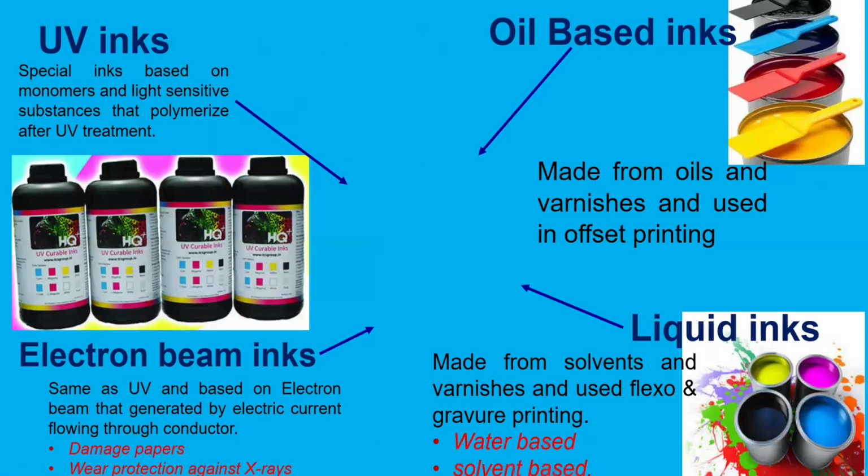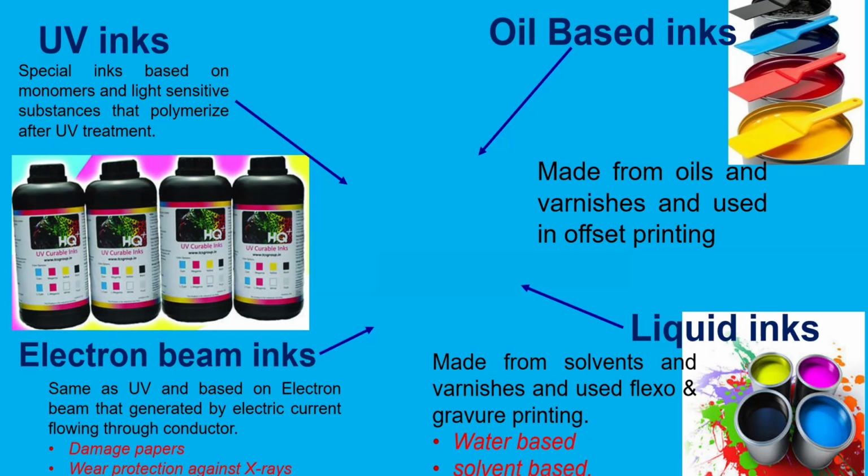First of all, you also need to know the types of inks. There are multiple types of inks we are using in flexographic printing, rotogravure printing, screen printing, letterpress printing, offset printing, or any other types of printing. Mostly we divide all printing inks into four categories: oil-based, made from oils and varnishes and used in offset printing, in lithographic printing.